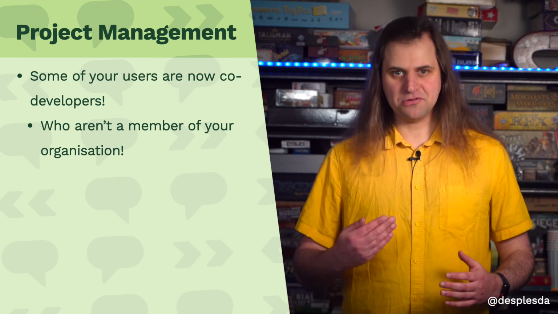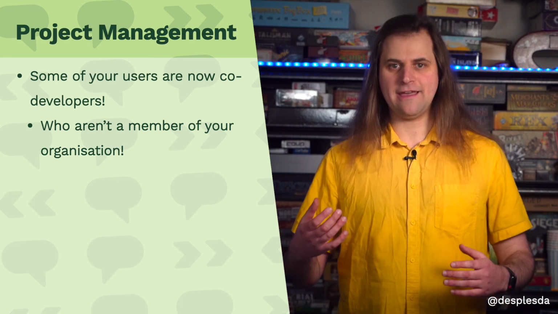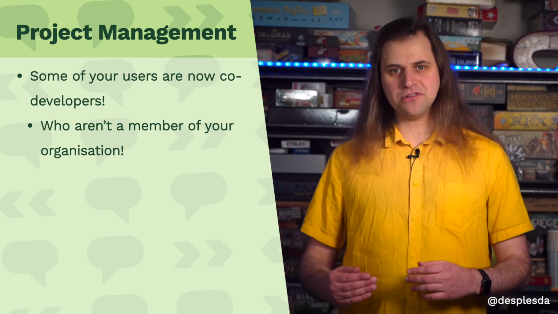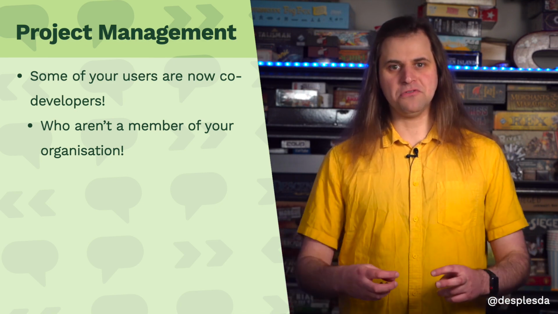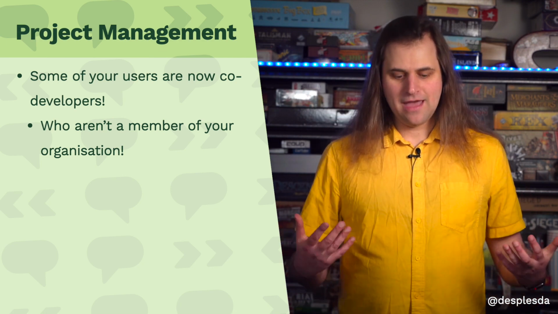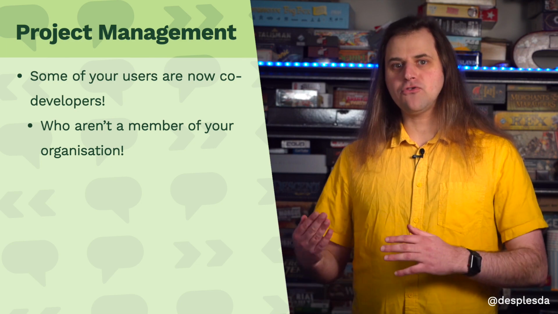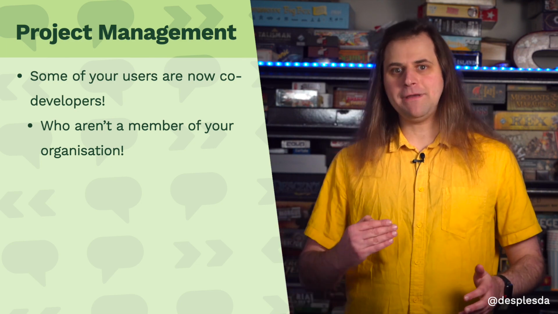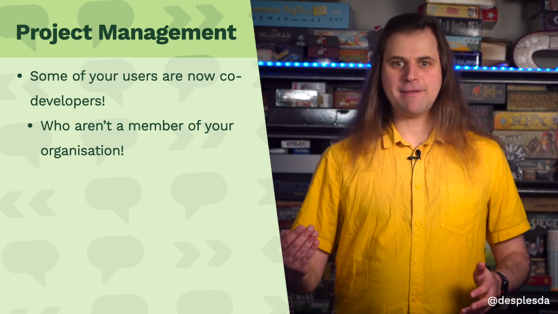Because they have access to the source code, because they're making contributions, they're fixing bugs, they're adapting it to their needs, they're a certain kind of user now who is closer to the source code than an end user consumer might be. And you're accountable not just to your end users, but also to your fellow developers who may not be a member of your organization. They may not be part of your development team.